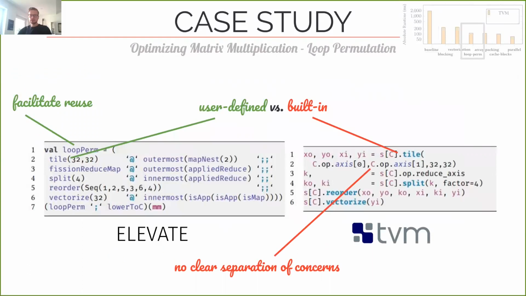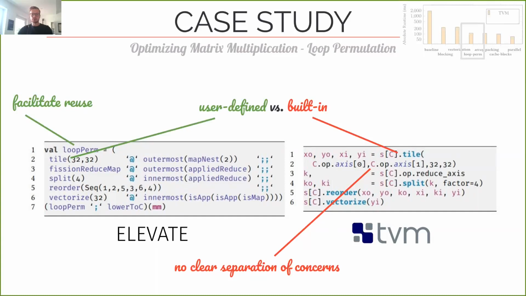This way, we implemented each of the seven differently optimized versions. And in the paper, we describe, for example, how to implement TVM's built-in tile optimization as a composition of only a few rewrite rules and the combinators and traversals we have just seen. Also, our functional approach allows us to define the different optimized versions as reusable strategies. So here, for example, we define the loop perm strategy, which we will reuse in the following more optimized versions.